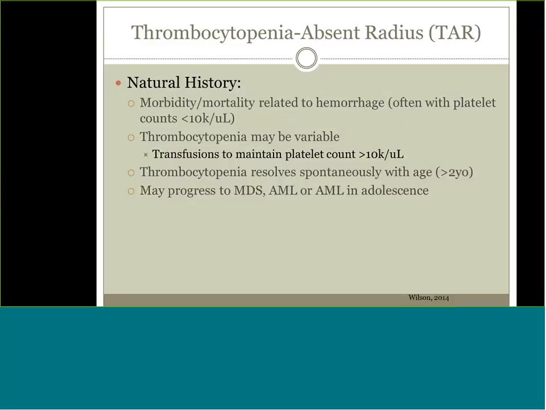All right. The nice thing about them is typically they get better. They tend to bleed in the neonatal period with platelet counts less than 10, so transfuse them if greater than 10. And then typically it resolves around 2 years of age. The thrombocytopenia is variable. But it may progress, unfortunately, to MDS, ALL, or AML in adolescence. But again, typically in later adulthood, their problems are more orthopedic in nature.